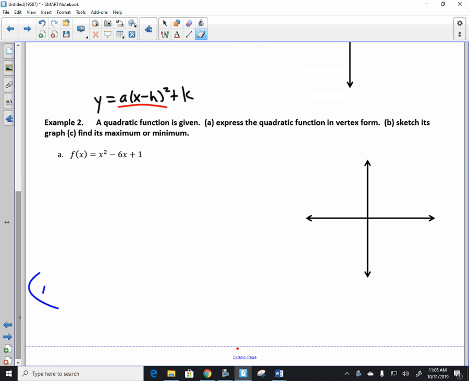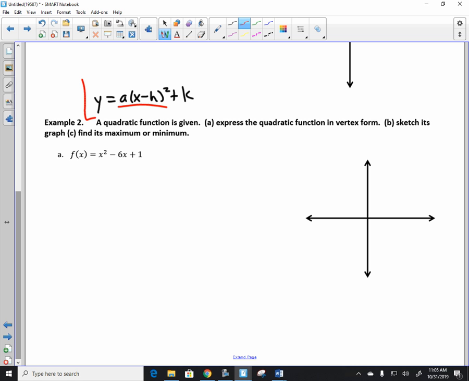Notice this problem, x squared minus 6x plus 1. You see that in this situation, it does not have a completed square. We would like to place it into vertex form. So I have f of x is equal to, I would take x squared minus 6x, and I would put the plus 1 right here. I must decide what number I add to complete the square. What number is that? 9.